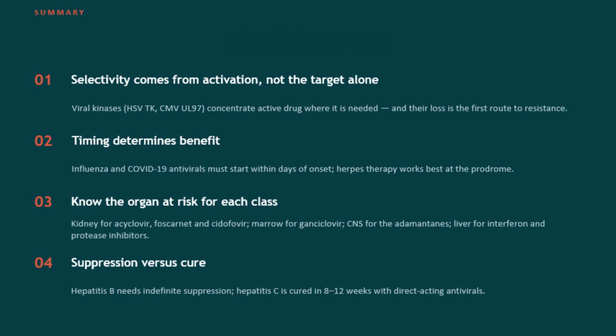3, know the organ at risk for each class. Kidneys for acyclovir, foscarnet and cidofovir. Bone marrow for ganciclovir. The central nervous system for the adamantanes. The liver for interferon and the protease inhibitors. 4, suppression versus cure. Hepatitis B needs indefinite therapy. Hepatitis C is cured in weeks.